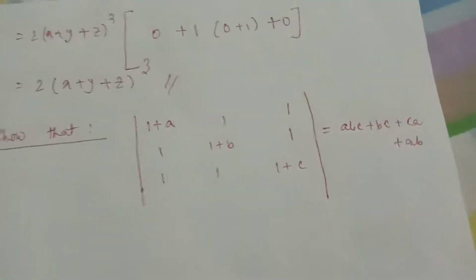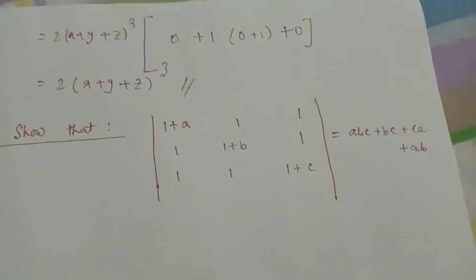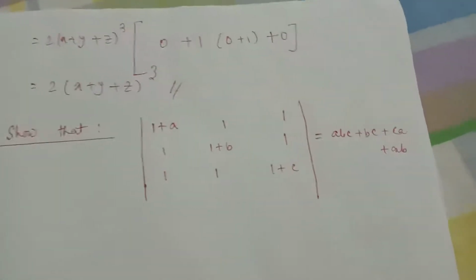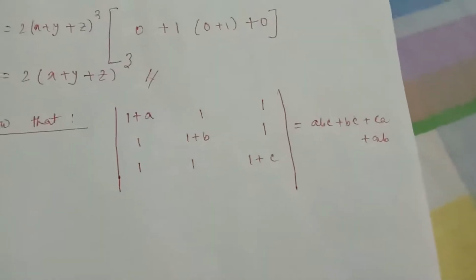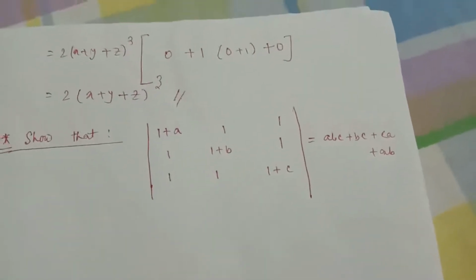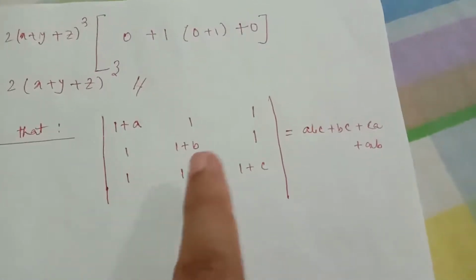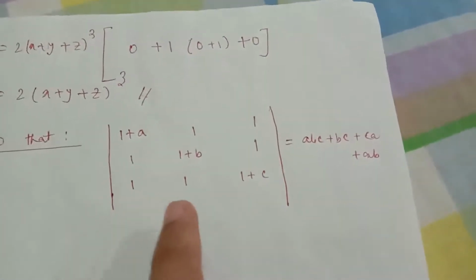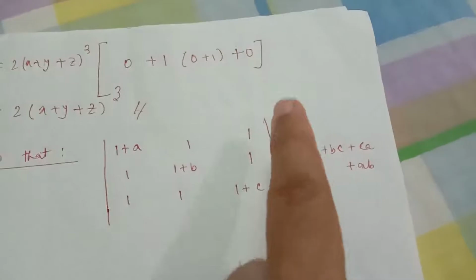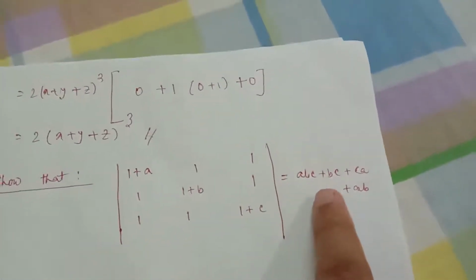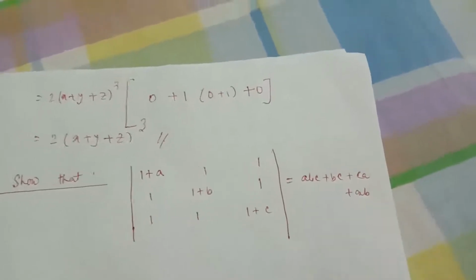Now this question is given in the examples of the NCERT book. This is a very important question. Here in this question we have to prove that the determinant 1 plus a, 1, 1; 1, 1 plus b, 1; 1, 1, 1 plus c is equal to abc plus bc plus ca plus ab.